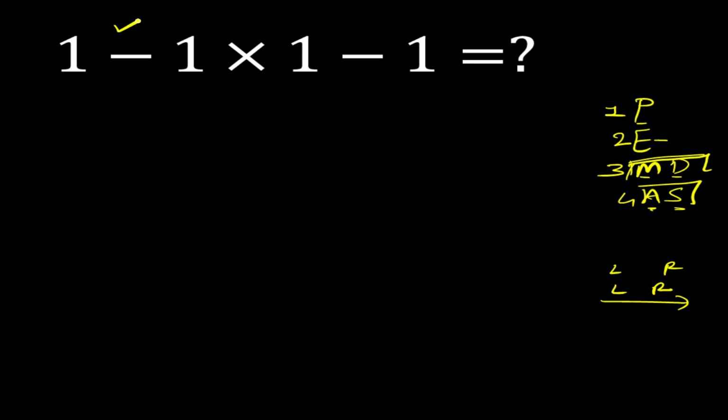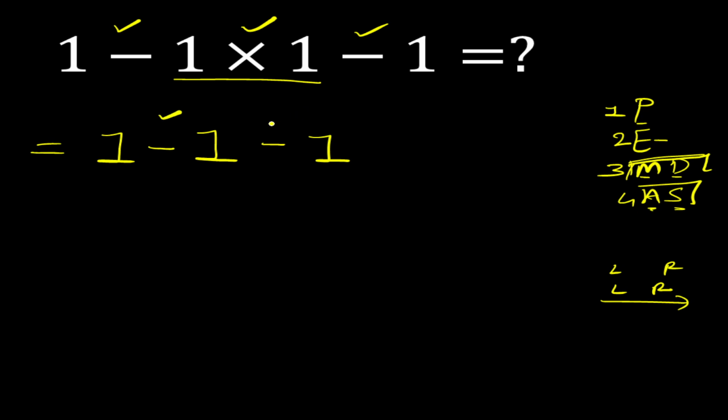So in this question, here we have subtraction, multiplication and subtraction. So first priority is multiplication, right? So now 1 minus 1 multiply 1 is equal to 1 minus 1.